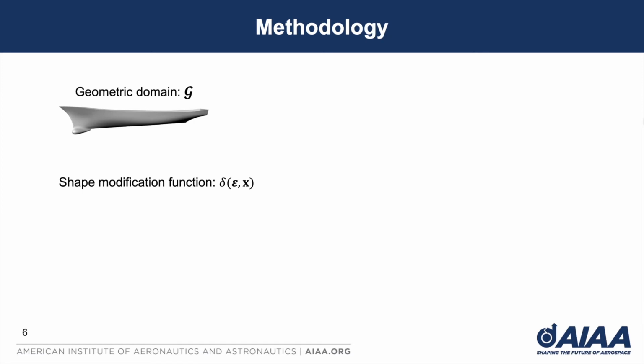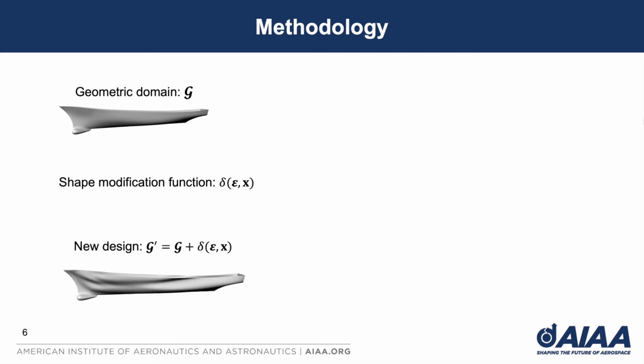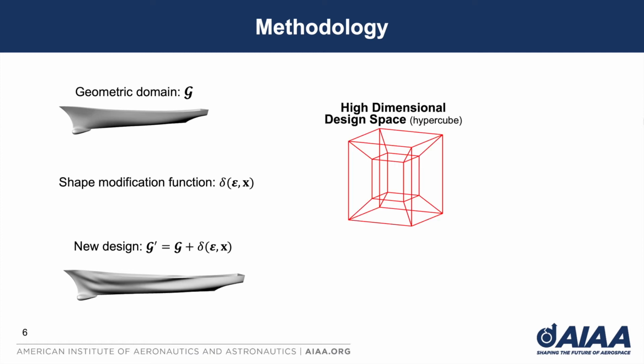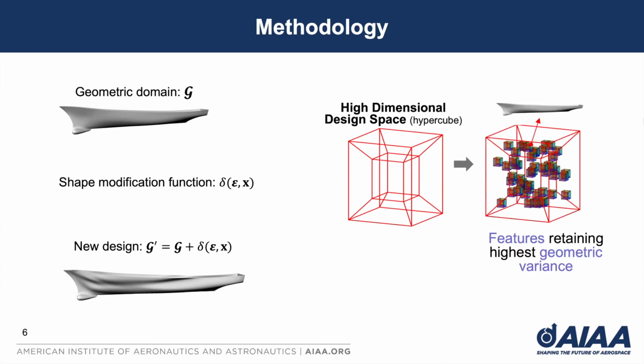Consider a geometric domain representing a design. In our case, it is a ship hull and a shape modification function which for any given input creates a new design. This parameterization creates a high-dimensional design space which is represented here as a hypercube. Here we want to extract features of this design space which retain maximum geometric variability to create a geometrically active subspace.